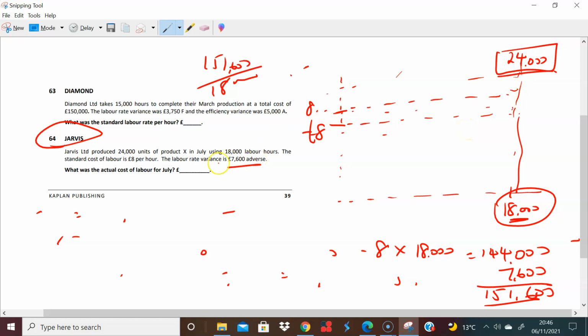This is just looking at the actual cost of labor, if you like, for July. It's not asking for efficiency variances per se, or at all. It's just wanting to know what was the cost of that labor, given that it is 7,600 more than what we were expecting. Cool, and that is question 64.